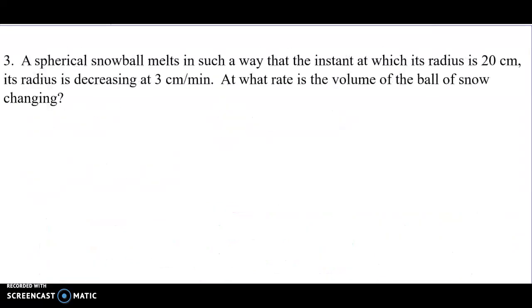Next one. A spherical snowball melts in such a way that the instant at which its radius is 20 centimeters, its radius is decreasing at 3 centimeters per minute. Decreasing at 3 centimeters per minute. Think about what that should mean about that number. At what rate is the volume of the ball of snow changing? In case you forgot what the volume of a sphere is, it's 4/3 pi r cubed. Maybe you remember that, maybe you didn't. Go ahead, put me on pause.